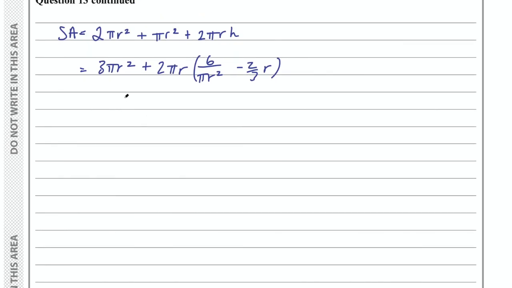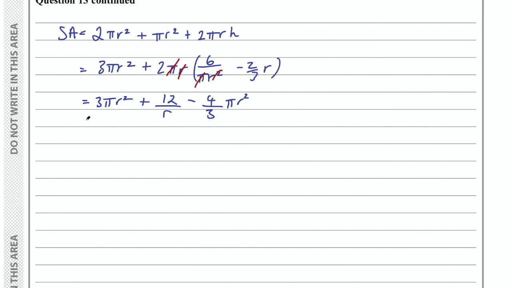So let's go ahead and see if we can do that. Firstly, I could expand these brackets out. So I have 3 pi r squared plus 2 pi r times 6 on pi r squared. Well, for this first term in these brackets, that 1 r and that pi, they would cancel. So I would just be left with 12 on r for that term there, and then 2 pi r times negative 2 on 3 r, I would have a negative 4 on 3 pi r squared. Okay, and then nothing else cancels there. Oh, sorry, not r cubed, r squared. I don't know why I wrote cubed there.